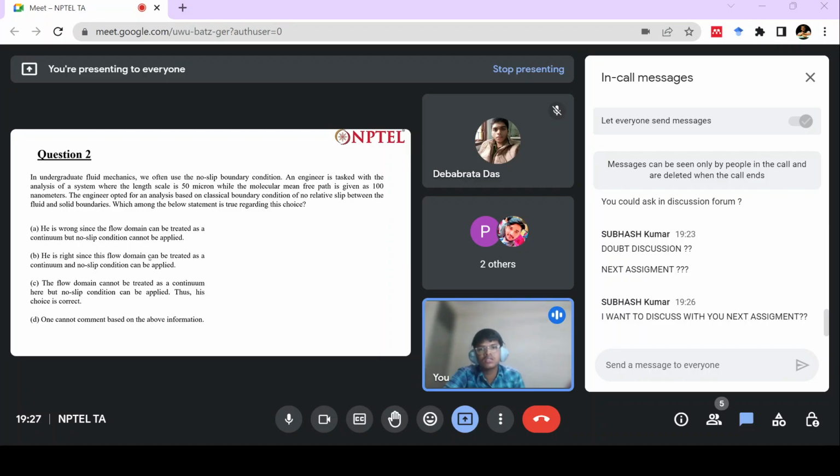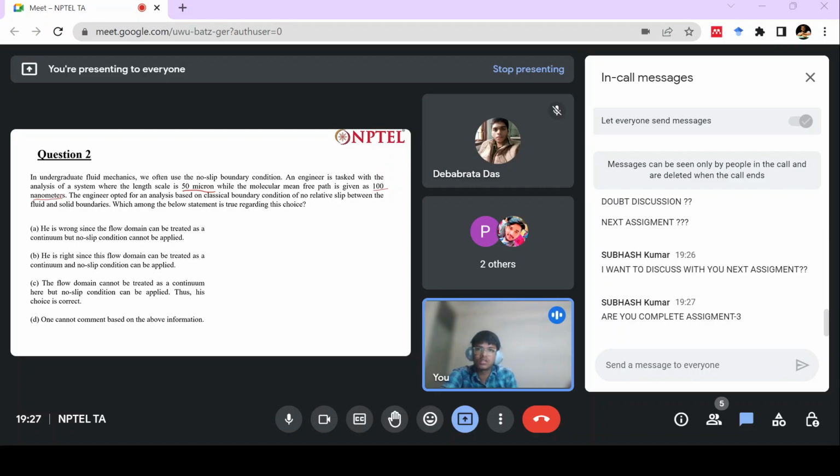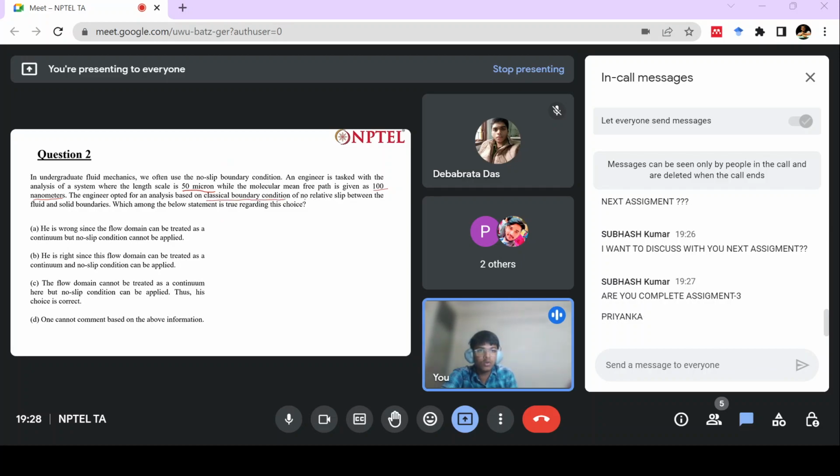Okay, so here also is the same concept. Here an engineer is tasked with the analysis of a system where the length scale is 50 micron. So your length scale is given, while the molecular mean free path is given as 100 nanometers. So here the engineer has used a classical boundary condition of no relative slip.